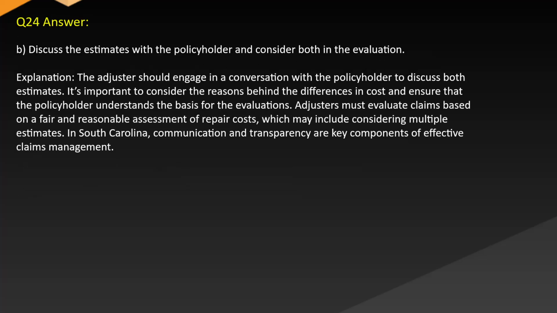Answer: B. Discuss the estimates with the policyholder and consider both in the evaluation. Explanation: the adjuster should engage in a conversation with the policyholder to discuss both estimates. It's important to consider the reasons behind the differences in cost and ensure that the policyholder understands the basis for the evaluations. Adjusters must evaluate claims based on a fair and reasonable assessment of repair costs, which may include considering multiple estimates. In South Carolina, communication and transparency are key components of effective claims management.